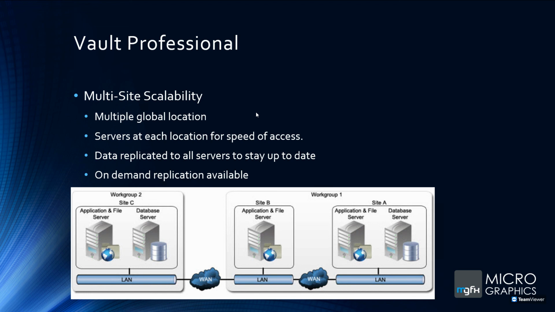So this would be kind of looking at two different mixes here. Workgroup 2, site C, is located far away from headquarters. It needs its own servers to be able to run Vault quickly and efficiently, where site B is maybe closer to home, closer to the main head office, so it only needs a file server to store large files and replicate large files overnight, rather than trying to access those large files through, let's say, a VPN or connection back to site A. So you get scalability there for various ways of scaling between locations.